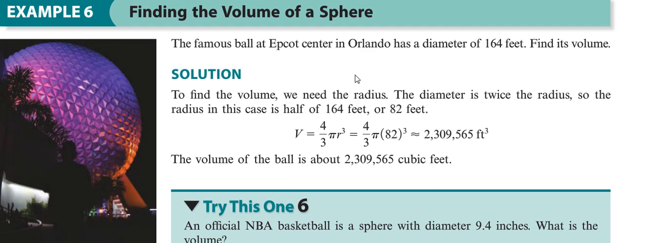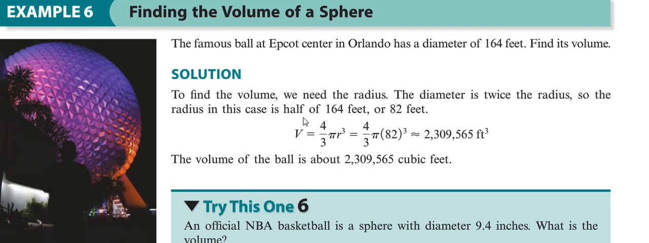So they give us the diameter. You look at the formula, the diameter is not in the formula, but the radius is in there. So this means that you have to find the radius. And as you know, the radius is 1/2 the diameter. So if the diameter is 164 feet, the radius would be 82 feet. And that's all you need to know to find the volume of a sphere. The Earth is shaped like a sphere. The Moon is shaped like a sphere.